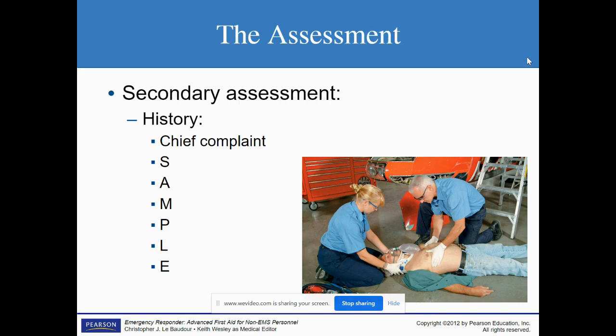M, are they on medications? Any prescription or non prescription medications that they may have taken? P, their past medical history. Do they have any existing conditions? And has this current situation happened before? L, their last oral intake. When's the last time that you had anything to eat or drink, including alcoholic beverages? And then E, events leading up to this call. What was going on when this incident occurred? Did you do something that caused this to happen? So that is the SAMPLE acronym that you should know when taking that first step into the secondary assessment.